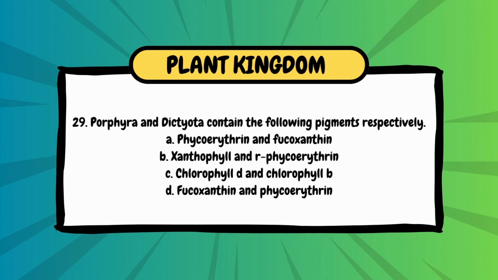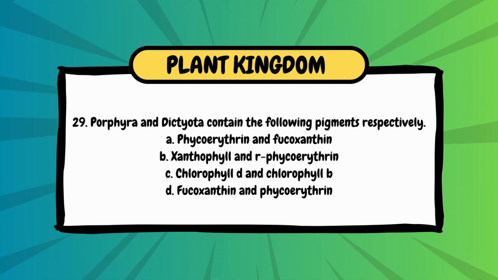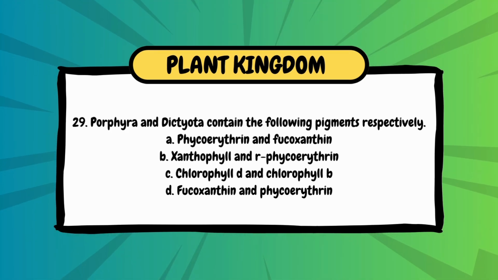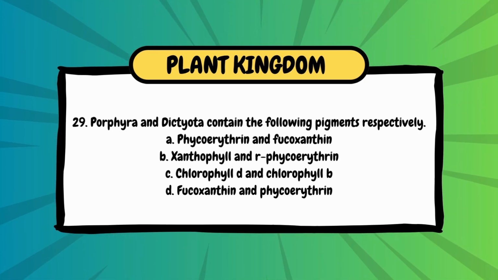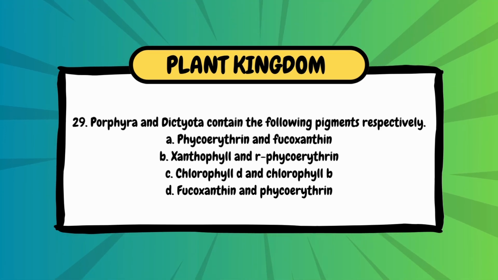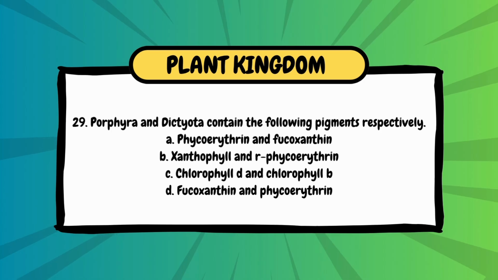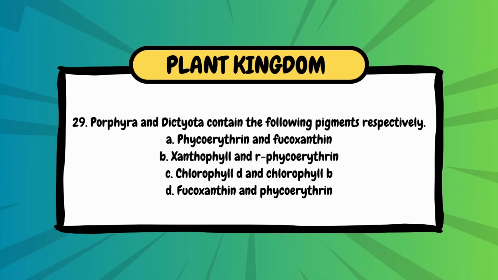29. Porphyra and Dictyota contain the following pigments respectively. A. Phycoerythrin and fucoxanthin. B. Xanthophyll and R-phycoerythrin. C. Chlorophyll D and chlorophyll B. D. Fucoxanthin and phycoerythrin.